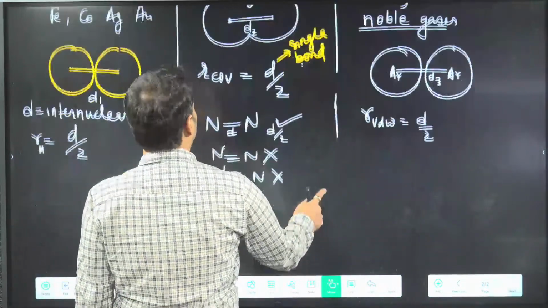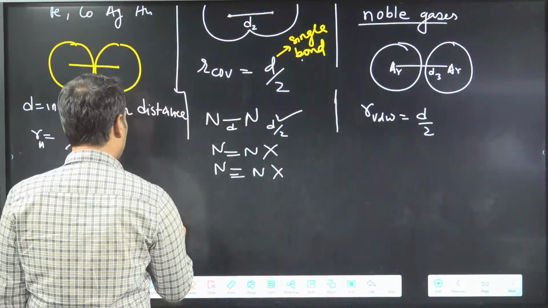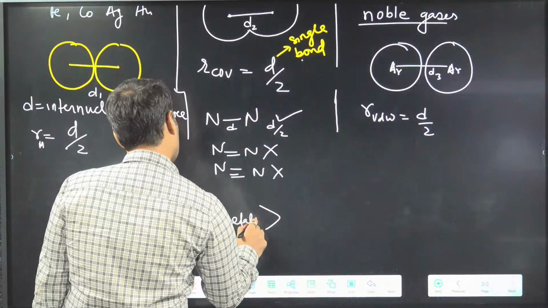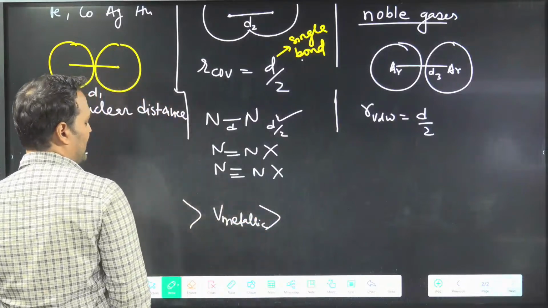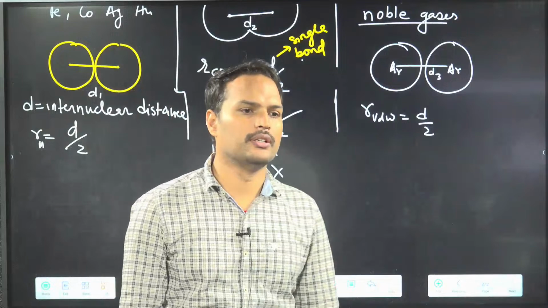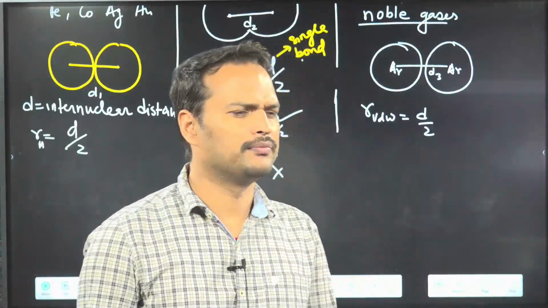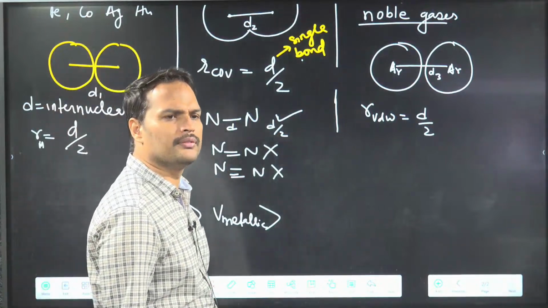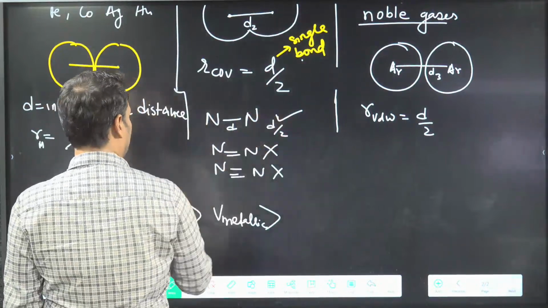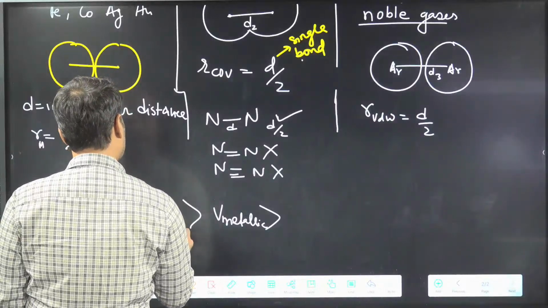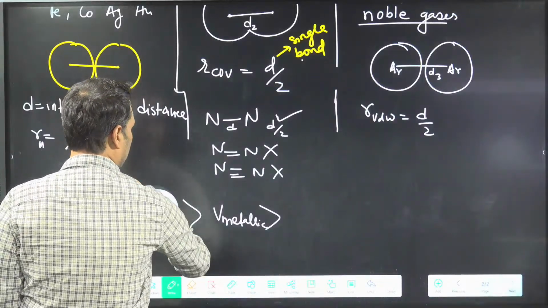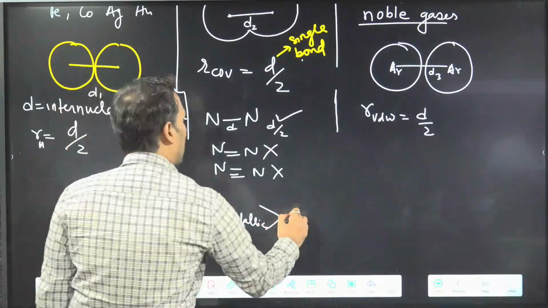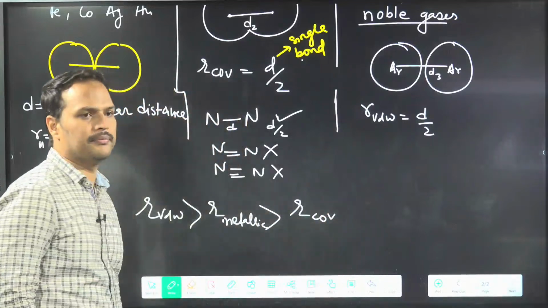Got the point? So now if I compare the radii, which radius will be the highest, the biggest? Can you tell which radius will be biggest? So it will be your van der Waals radius. I will write R metallic, R van der Waals, R covalent. Is this clear?